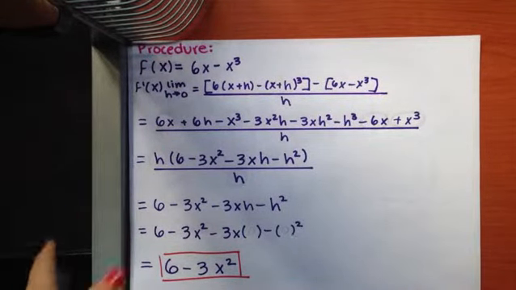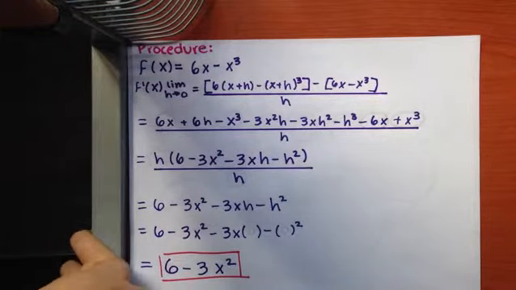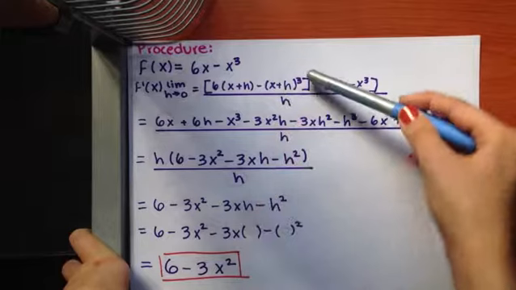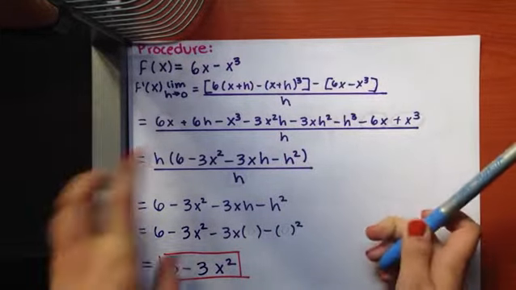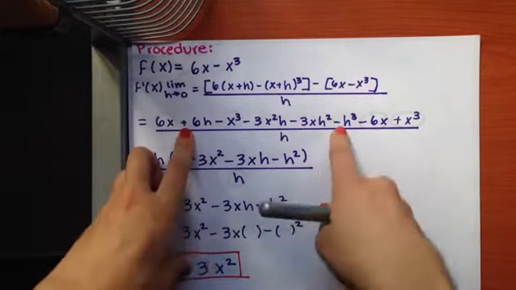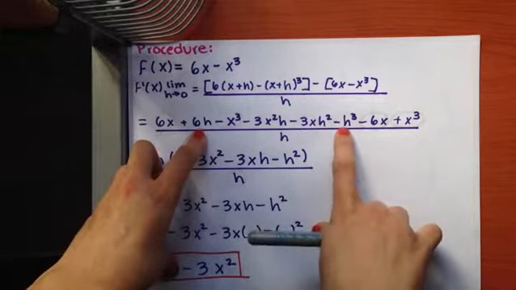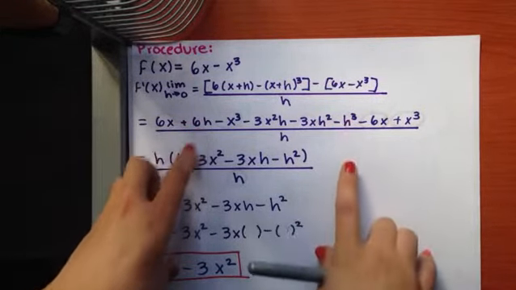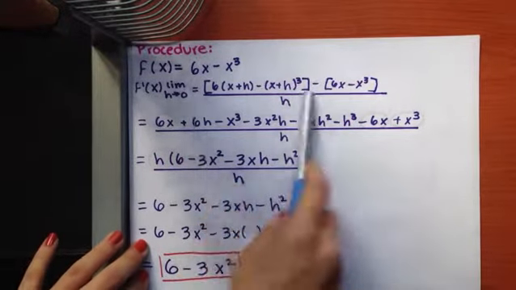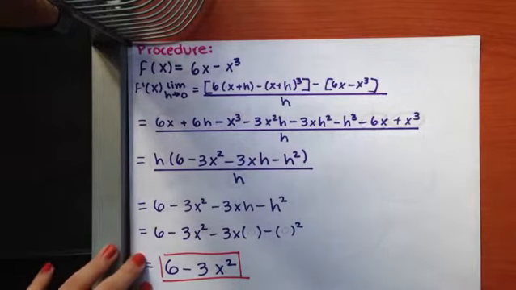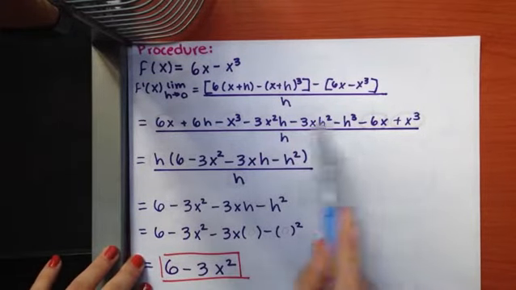First you have to FOIL, remember what I just said earlier. When a parenthesis is elevated to the third power, this will be the result, plus 6h, minus h elevated to the third power. When you do FOIL, this will be all the result. Again, remembering to divide everything by h.